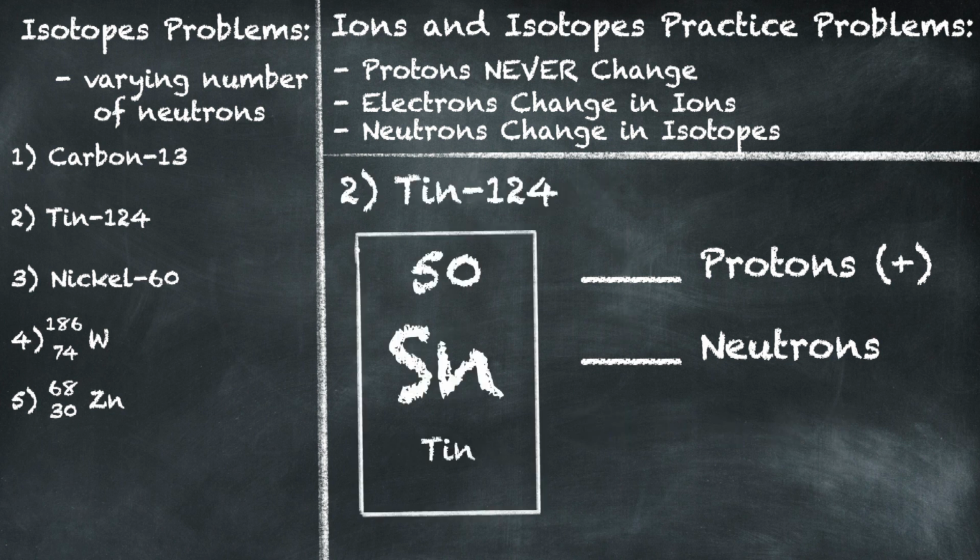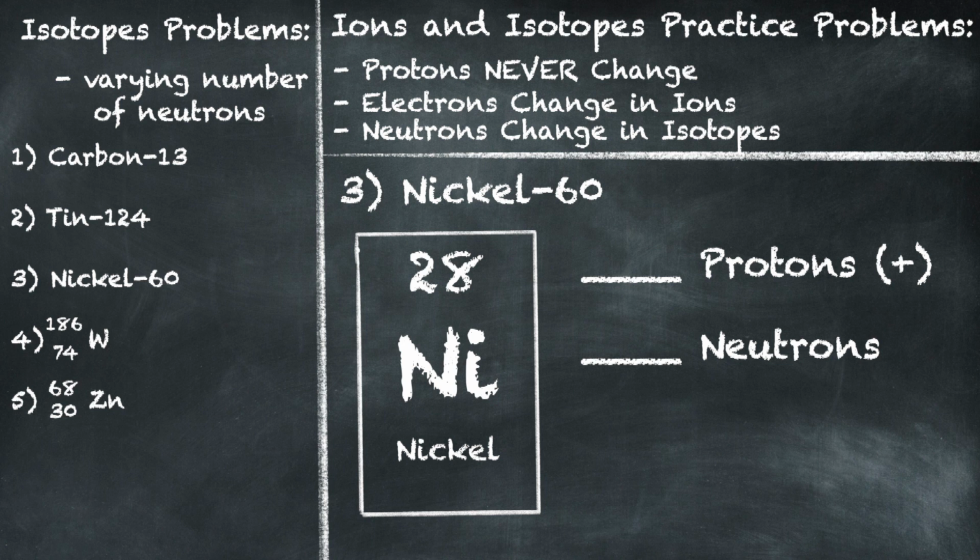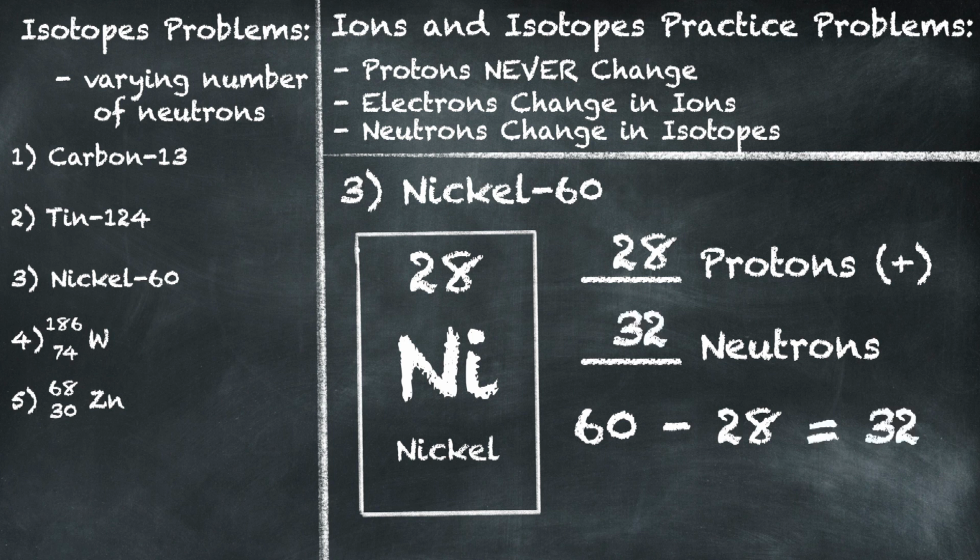So let's go on with tin 124. Tin has 50 protons, and we know that never changes. So all we're going to take is our atomic mass, our 124, subtract our number of protons, which is 50, and we're going to find our number of neutrons, which is 74. Okay, let's do nickel 60. We know that nickel has 28 protons. In order to find the number of neutrons, all we have to do is subtract the number of protons from the atomic mass of the isotope. So 60 minus number of protons, which is 28. This gives us 32 neutrons.